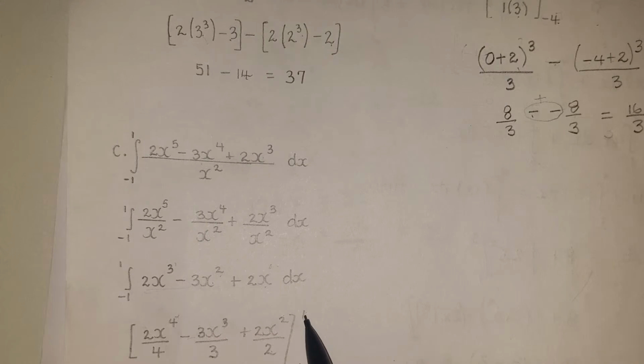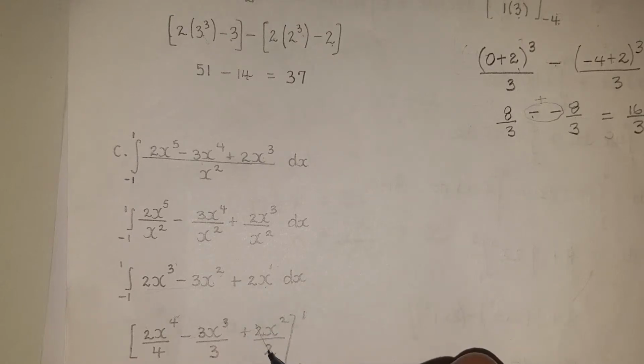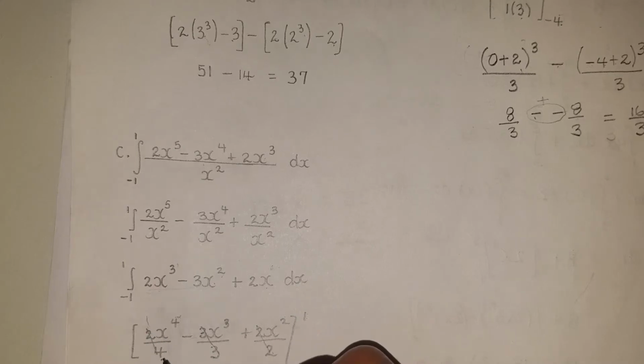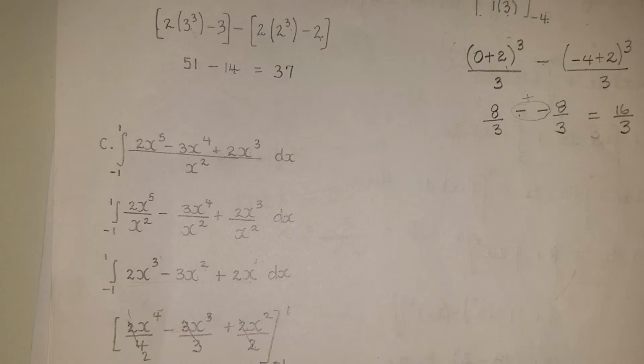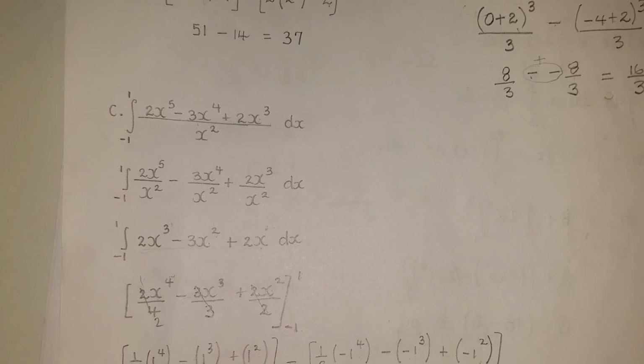First, we're going to plug the upper limit. So we have half times 1 to the 4 minus 1 cubed plus 1 squared, as you see here. Minus sign. Now for the bracket with the lower limit, we plug negative 1 in place of the x. So we have half times negative 1 to the power of 4 minus negative 1 to the power of 3 plus negative 1 all squared.